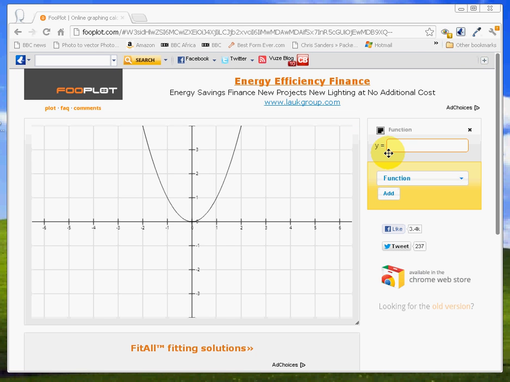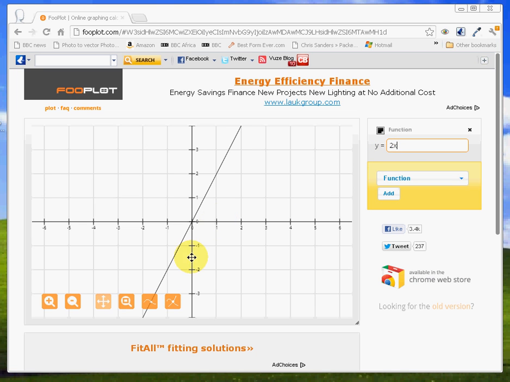What I'm going to type in is y equals 2x. There we go. First thing you notice about that is it's a straight line. What this basically says, y equals 2x, is that for whatever x is, double it, that'll equal y. So if x is 1, y is 2, if x is 3, y is 6, and so forth. Well, is that what this graph's telling us here?